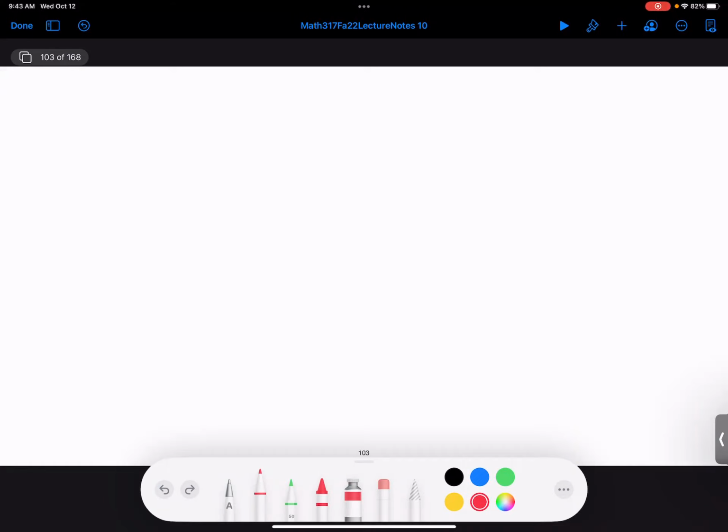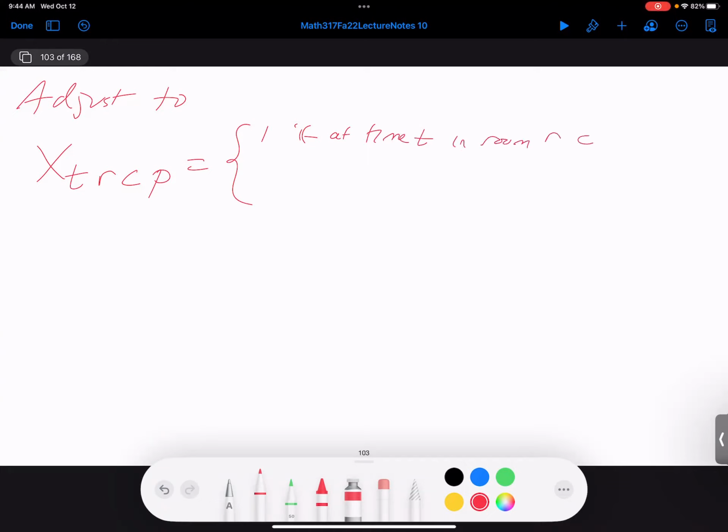So how should we change the parameter for classes? We could try to adjust it to maybe X at time T in room R, class C is taught by Professor P. So it's 1 if at time T in room R, class C is started by Professor P and 0 otherwise.